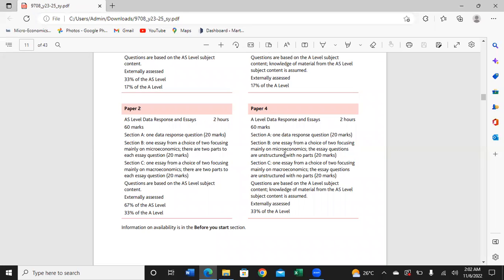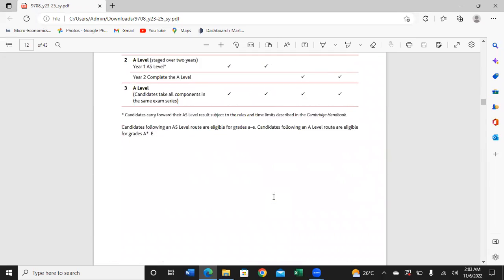That will have two questions, and out of two, you have to answer one, and each question will again carry two parts. Sometimes the essay questions are unstructured with no parts, which I saw. And section C, one essay from a choice of two, focusing mainly on macroeconomics. The essay questions may be unstructured with no parts. So I will show you the specimen papers as well.